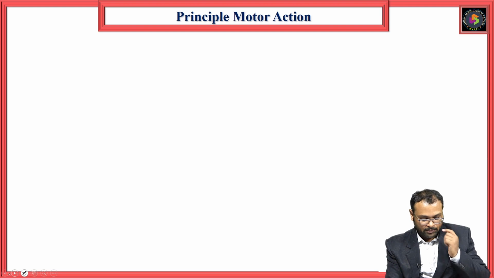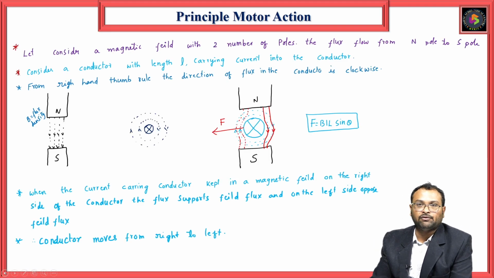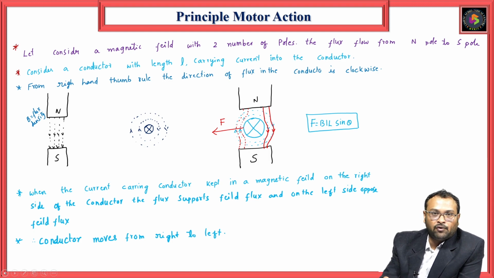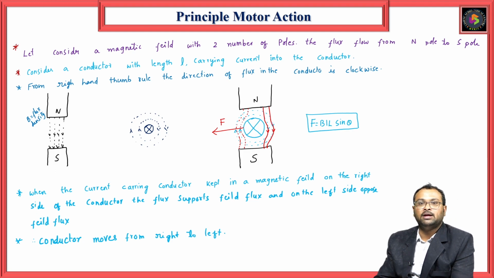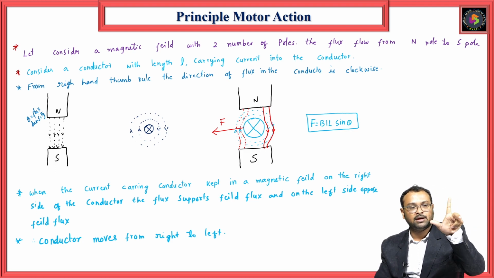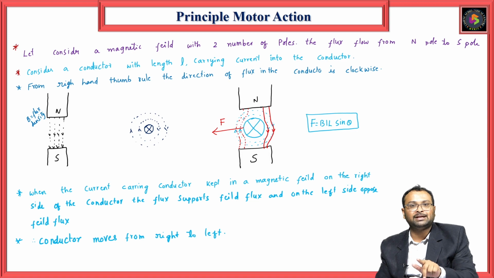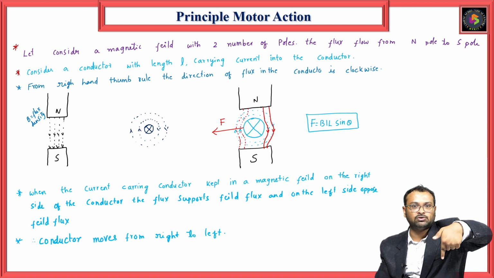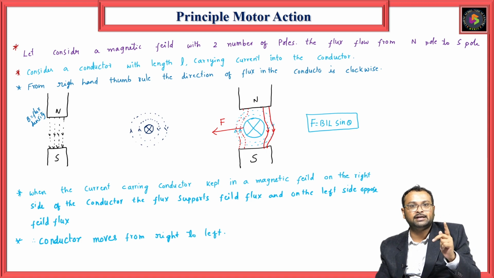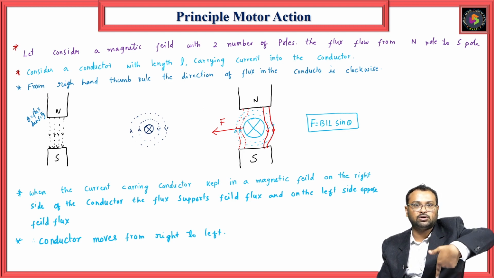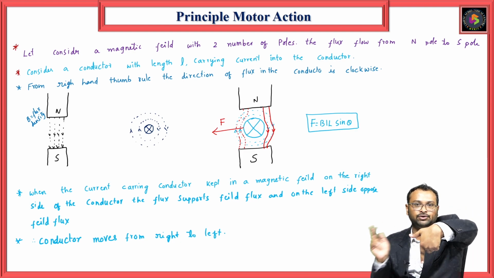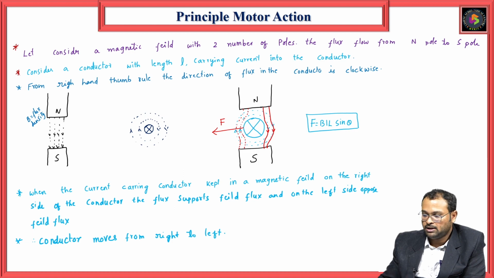Now suppose I want to move the conductor from left to right. What can we do? We can do two things. If we change the positions of north and south, the flux will be upwards, current is inwards, and my thumb will be from left to right. That is one option. Another option is to take the current outwards. North to south is downwards only, but I am taking current outwards, towards me. Then also the direction will change, and my thumb is from left to right. So you can check this on your own.